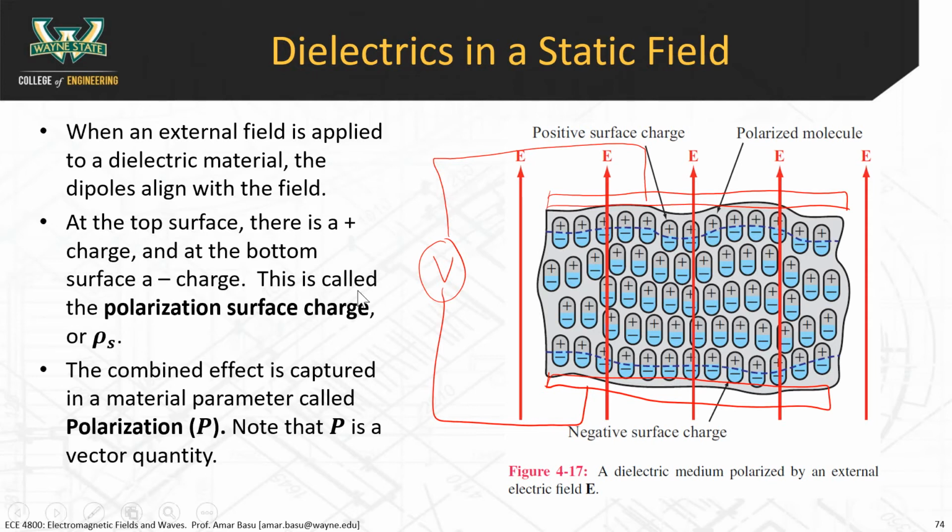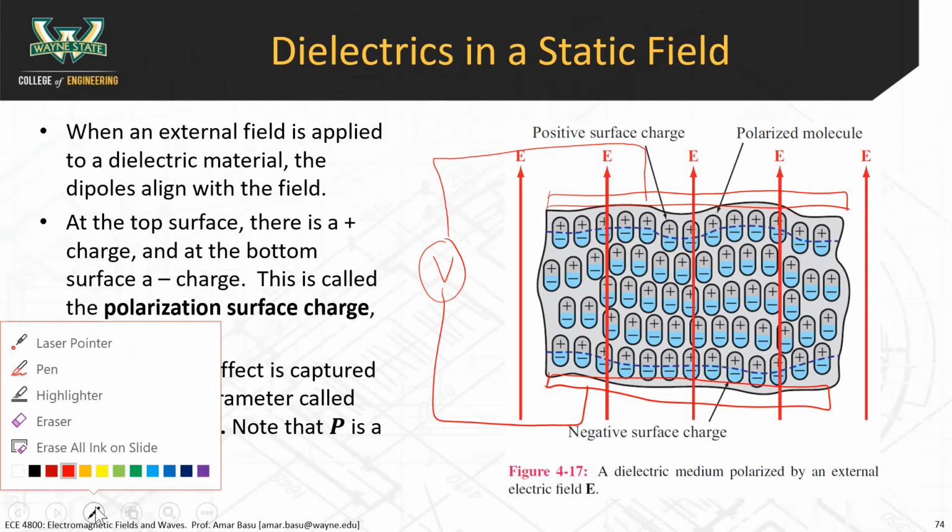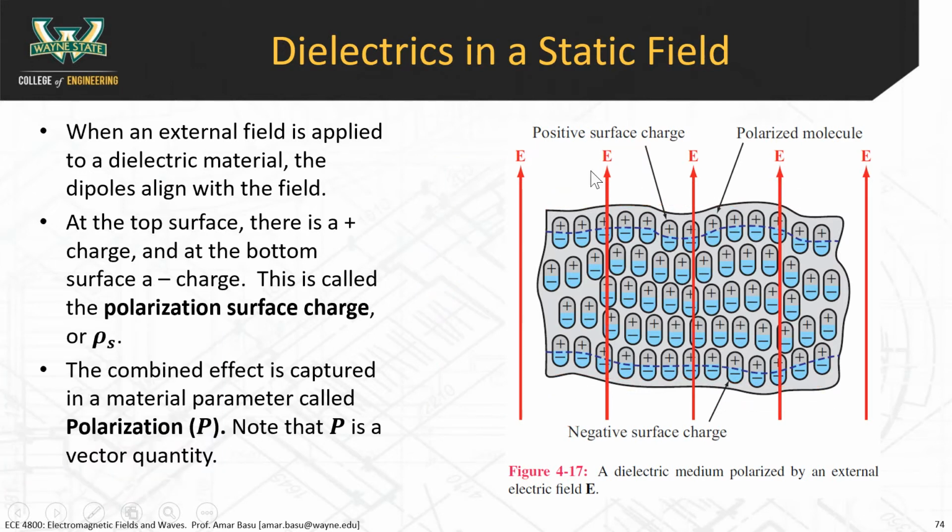I'm going to just undraw what I just drew with the voltage source, because I just want you to see how you actually apply a field over the dielectric material. You take a voltage source and you connect a wire on one end, wire on the other end. You get this electric field, but what happens in the material? All the dipoles, the permanent dipoles or the induced dipoles, they line up to the field like this.